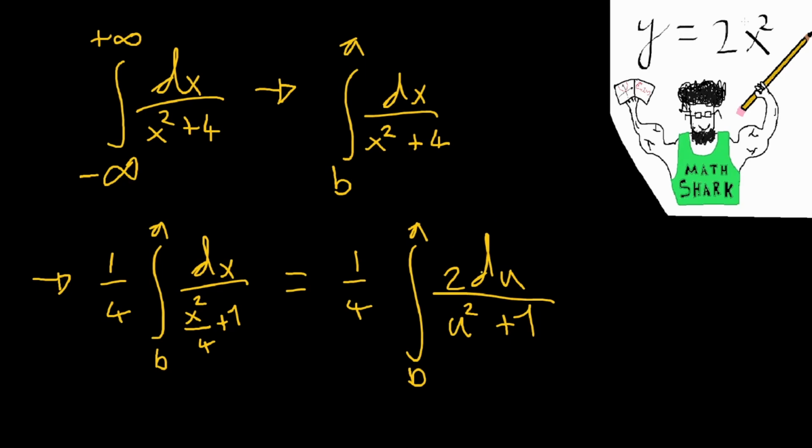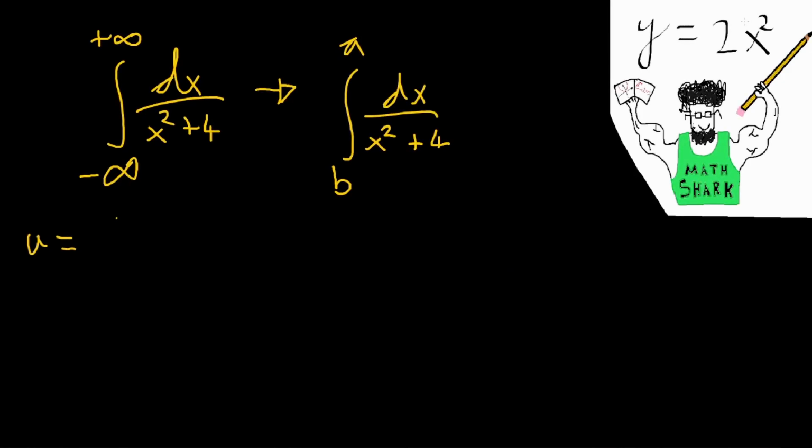And now we just have 1 over something squared plus 1. So the integral of this is just arctan. So we get 2 to the front with the quarter, which gives you a half. So we get a half arctan u, evaluated at the boundaries of a and b. And the next step would be to compute this here. So let's do that next.